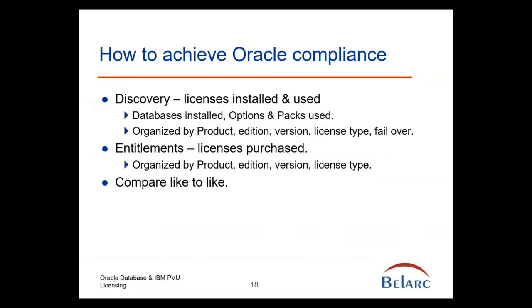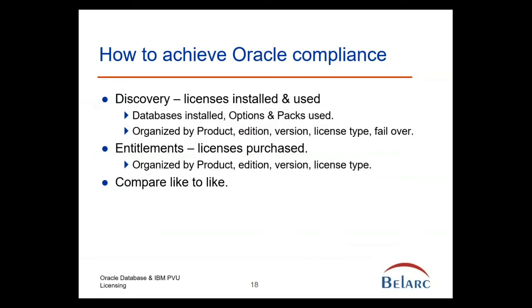The basic process on the discovery side is to find out where all of your database installations are, and then in those, which options and packs are being used. And then you organize that information the way the licensing needs it, which is by the product and the edition, perhaps by the version and license type. And where there's a failover server, perhaps you need to identify those as well, because normally there are separate considerations for those.